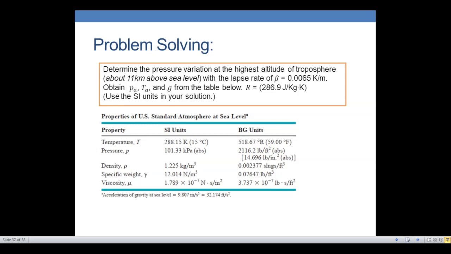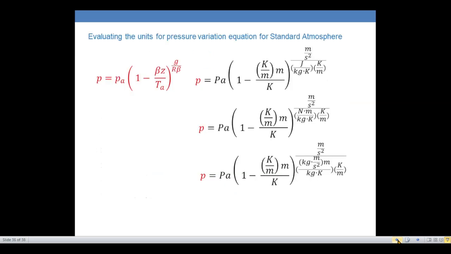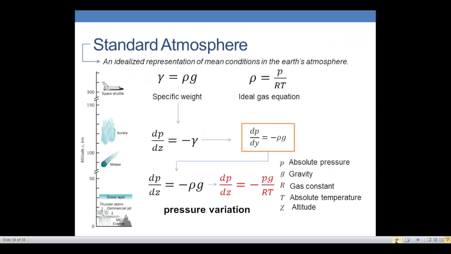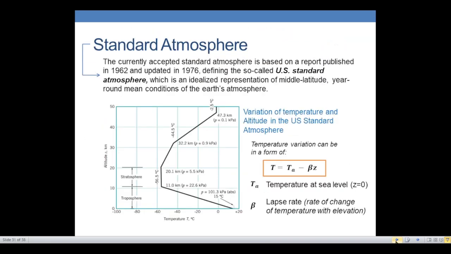So we were just able to discuss this equation, importantly this equation, and also the condition of the atmosphere at different levels, the standard atmosphere, and also the other equations that we just described.